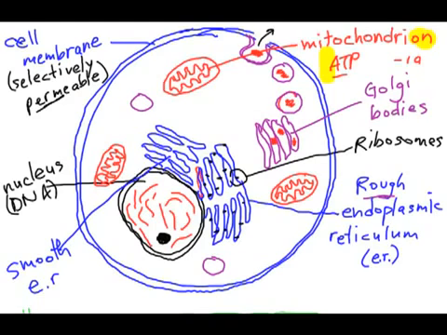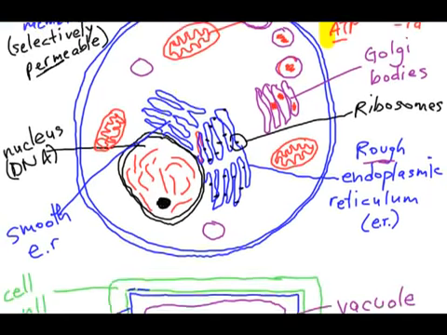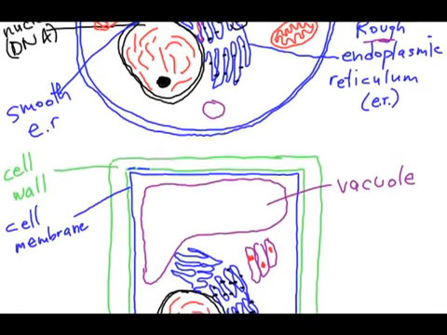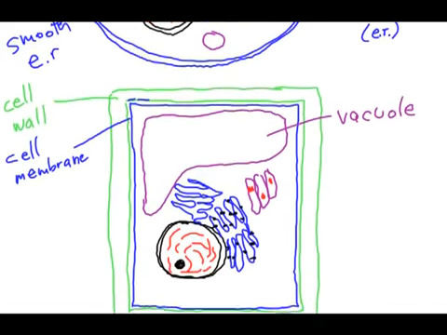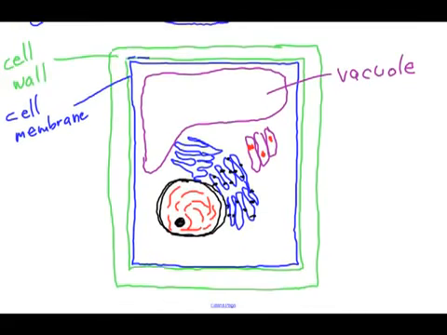And again, both plant and animal cells actually have these mitochondria. Okay, so both plant and animal cells need to produce energy, right? That's a known fact. That's why you will find the mitochondria in both plant and animal cells.